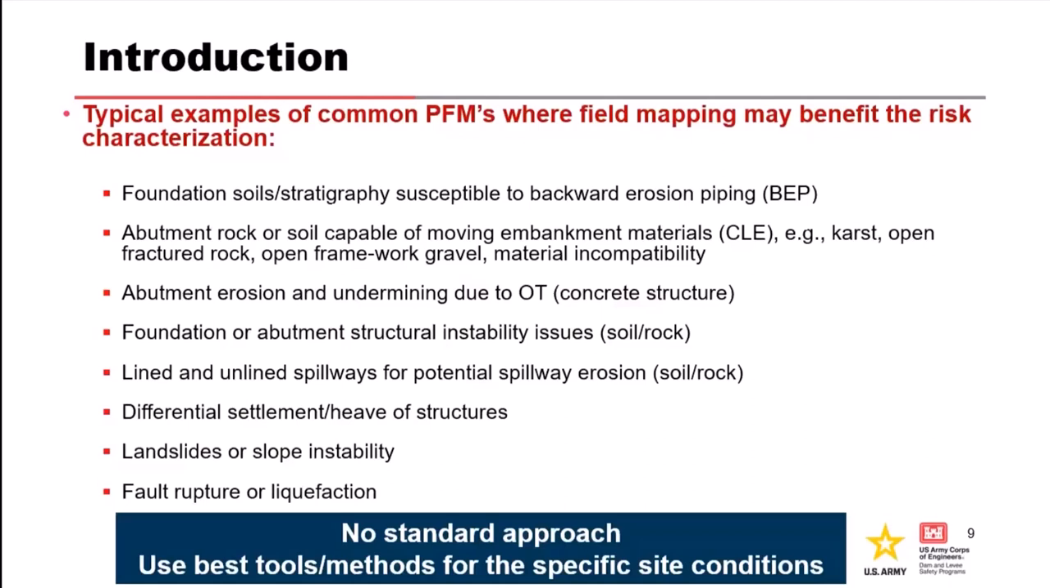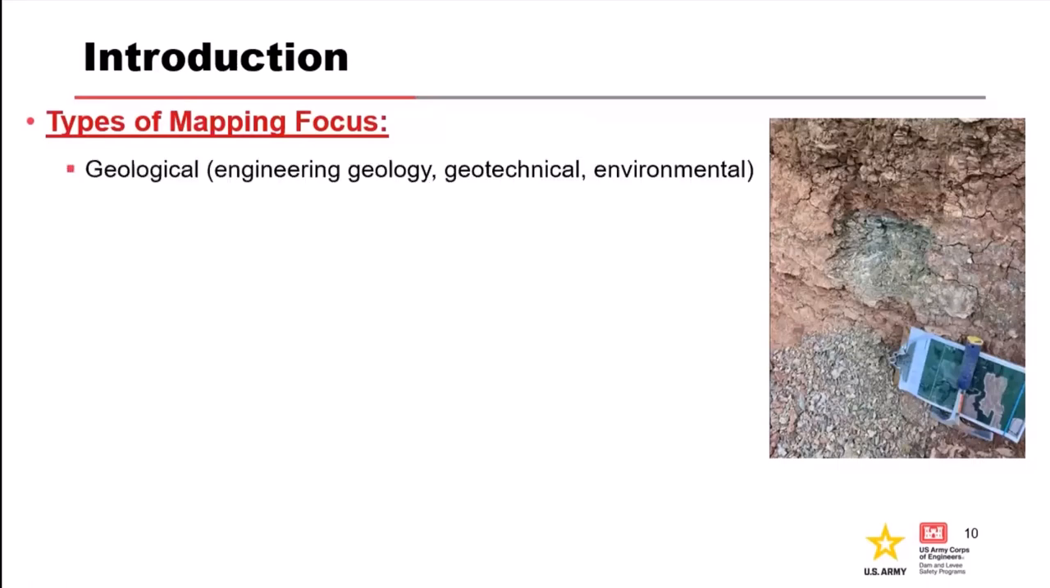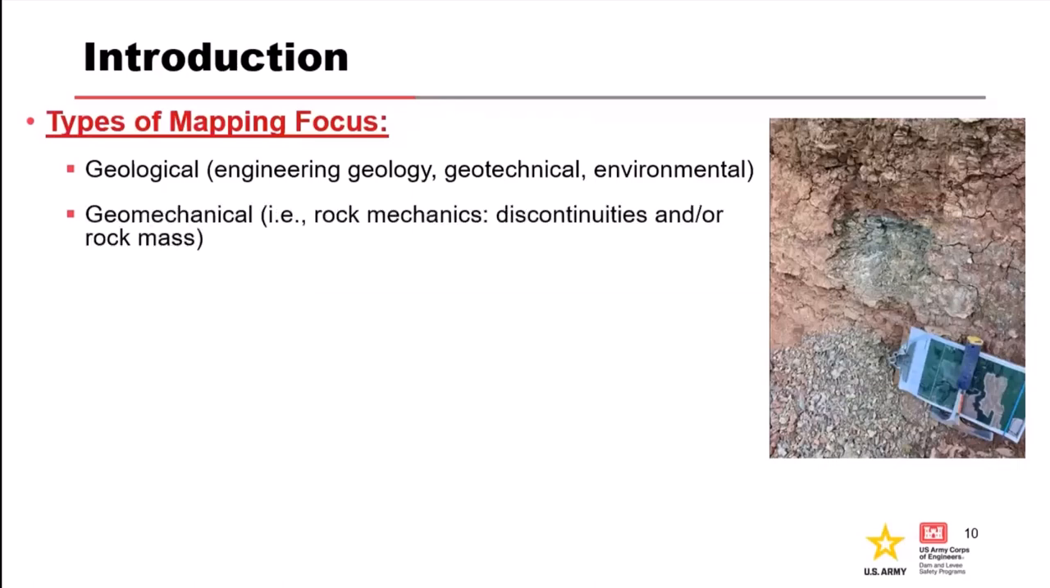Landslides, of course, fault rupture and liquefaction issues at a site, all these things we can try on the ground to put some more information together and reduce our uncertainties. So we have a lot of different focuses for engineering geology mapping. It's not always just what is the rock unit there, but we might need to know something about engineering geology, geotechnical, or even environmental mapping can be instrumental in understanding flows and contamination and where things are coming from and where they're going. Geomechanical mapping, this is like getting the rock mechanics components pulled together for erodibility, for stability, for deformation, modulus.